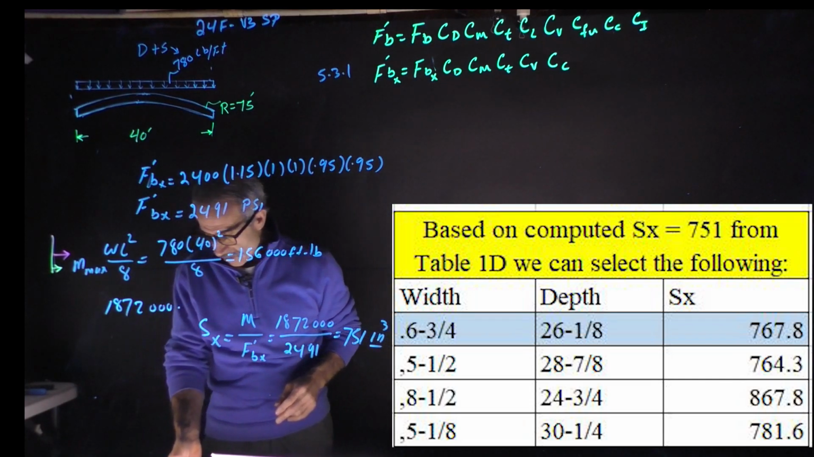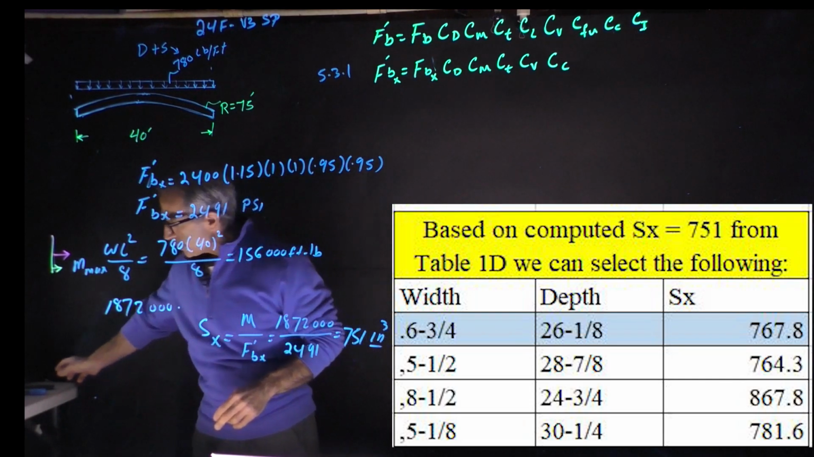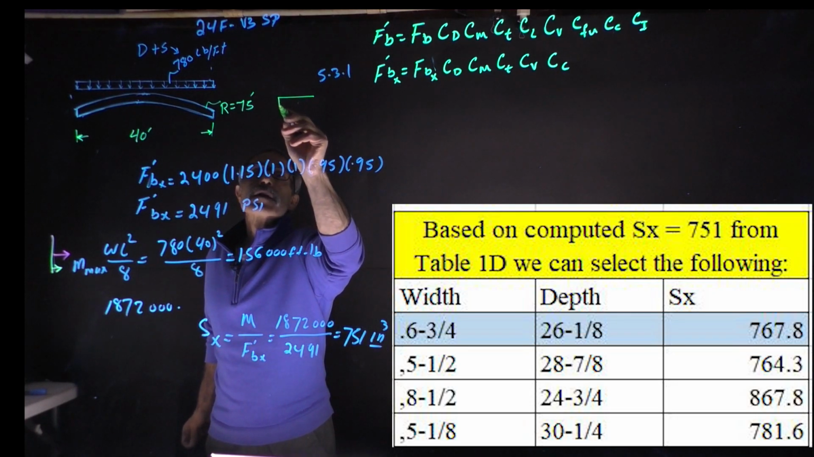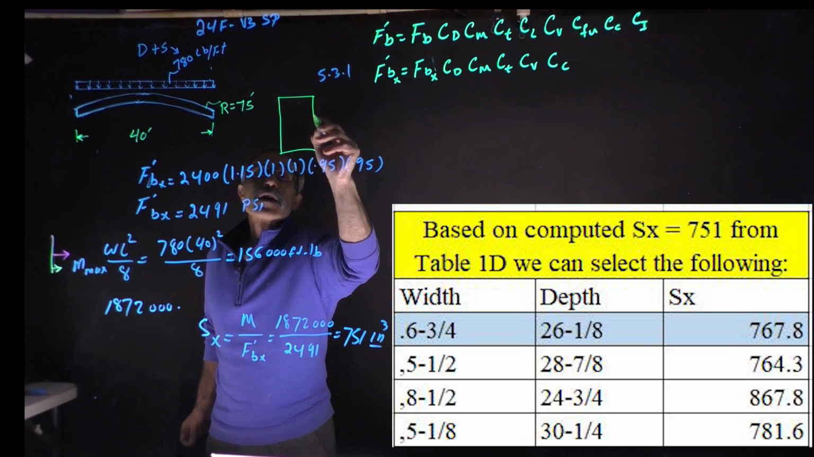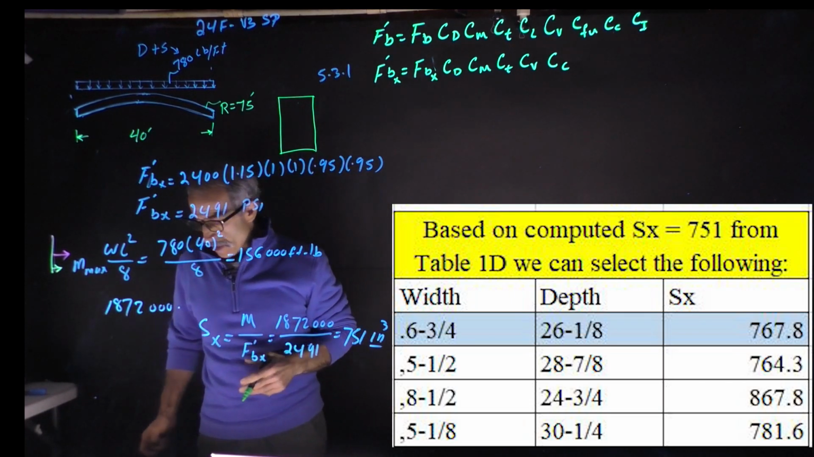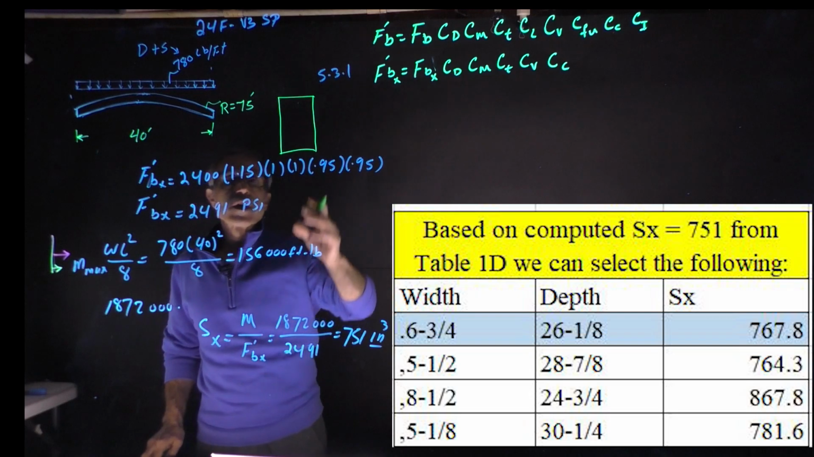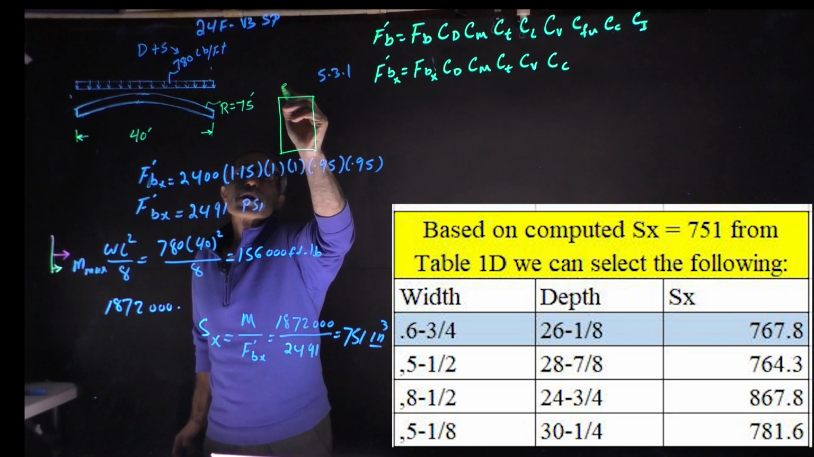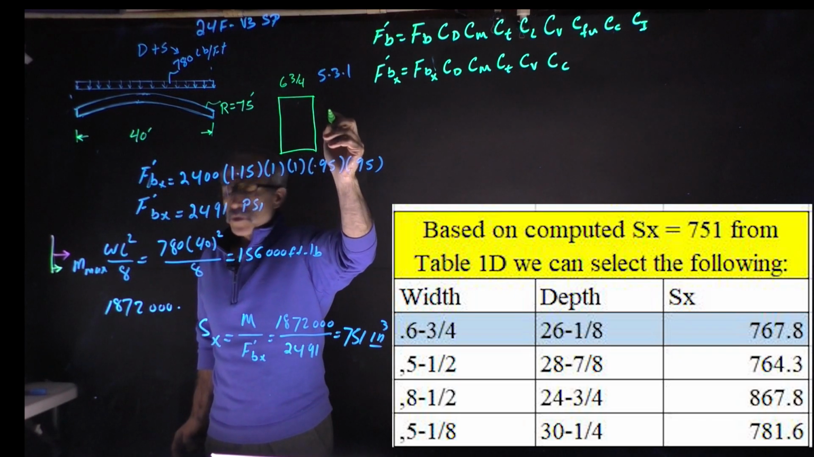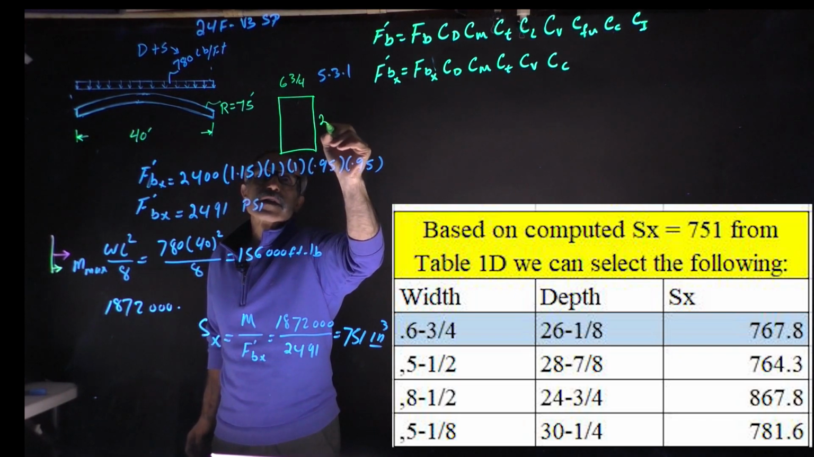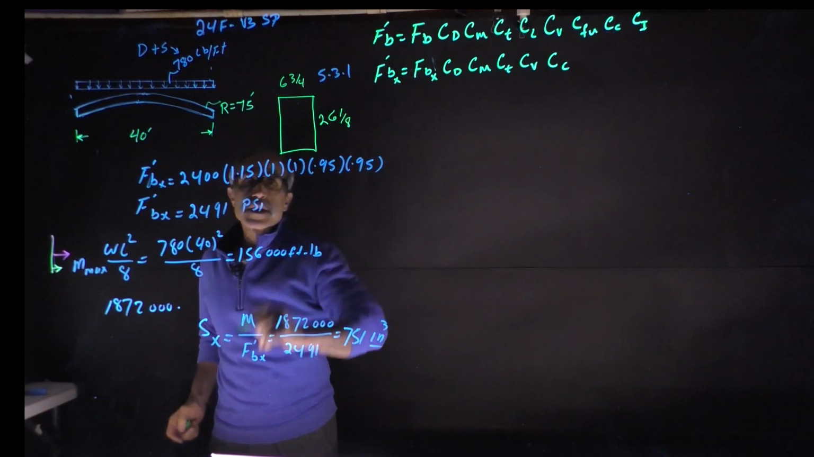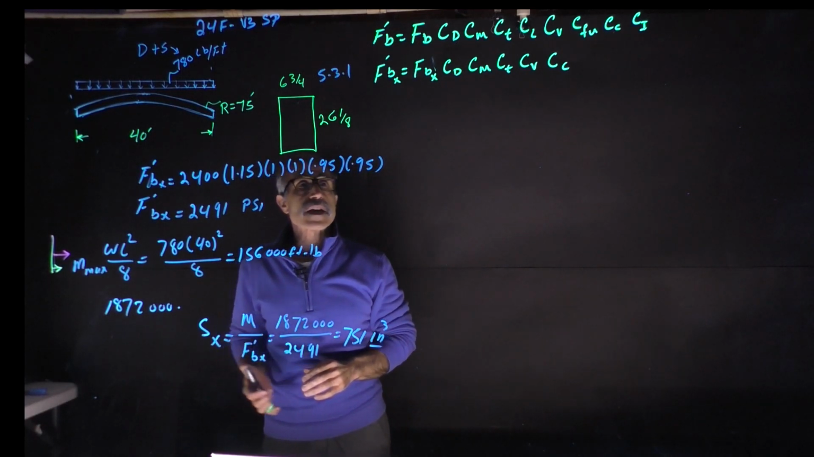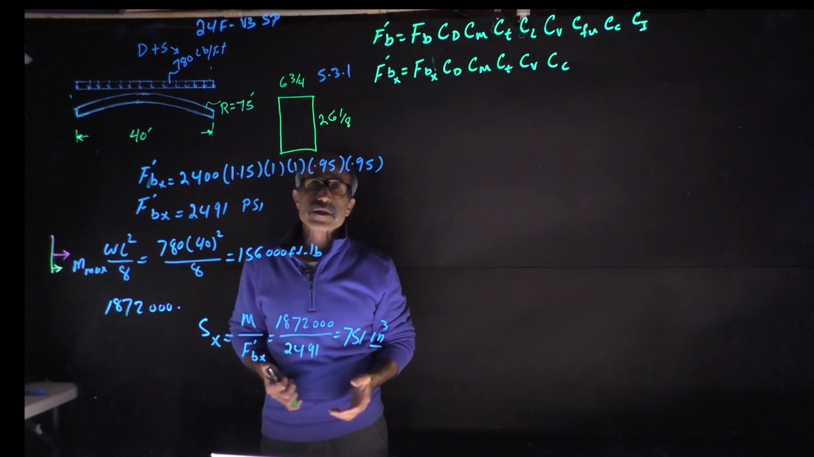So how are we going to size this? If you look at your beam, say this is your beam, you need to have a desired width and a desired height. From all of those that I have, I want to make sure my width is 6 3/4, so I'm going to go with that. And then I'm going to use 26 1/8 for my height. Now I have my size selected, then I can calculate all my stresses to find out if this size is working.